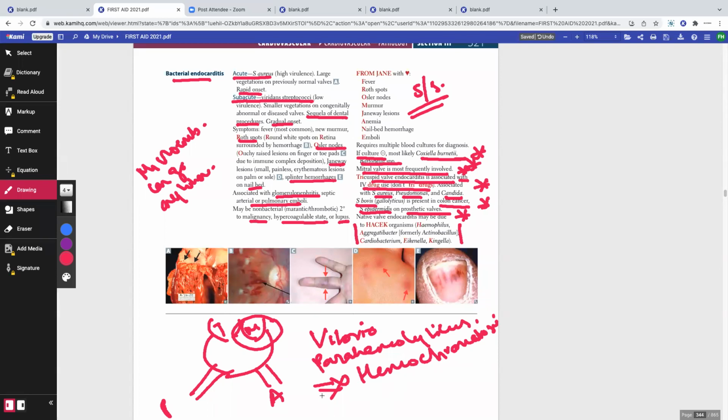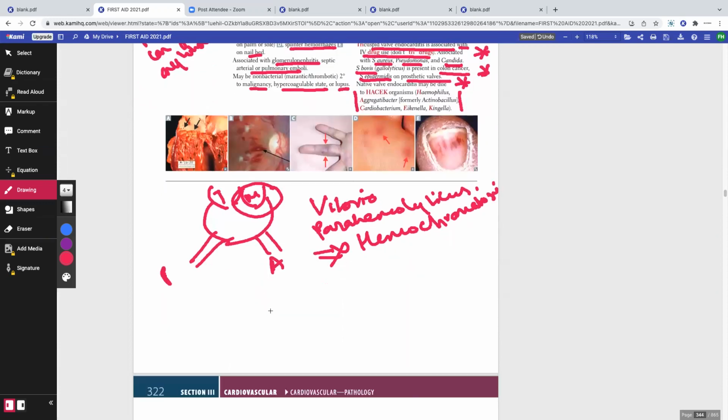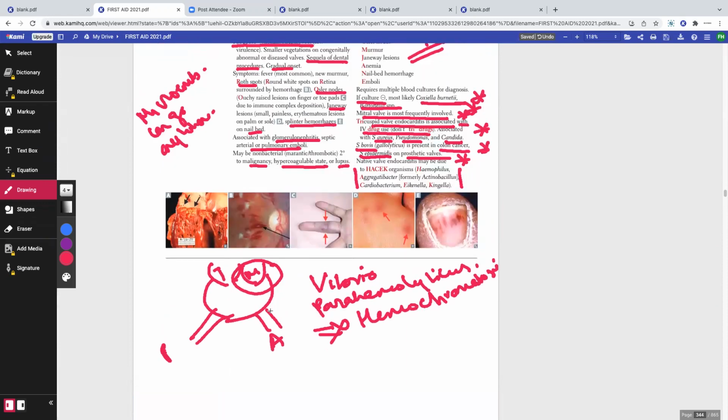So we have Staph aureus for acute, Staph epidermidis for prosthetic, virulence for subacute, Streptococcus bovis for colon cancer, and Vibrio parahemolyticus for hemochromatosis. Okay.